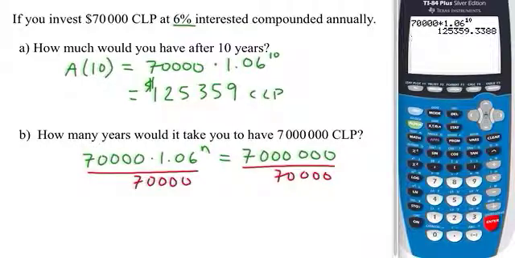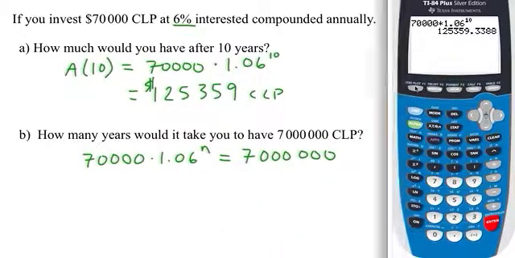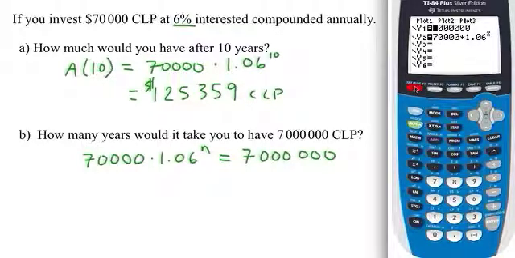And I would end up with 1.06 to the n equals 100. Okay, and then I can use my calculator to do that. I probably should have done that, but instead I just put them in as they are. So instead I solve this by just entering these two things in my calculator. So on one side, in y1, I entered the right part here, 7 million. And it doesn't matter, you could enter this in y1 or y2. On the other side, I entered 70,000 times 1.06 to the power of x.